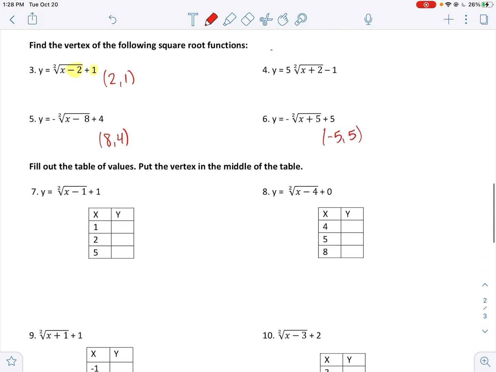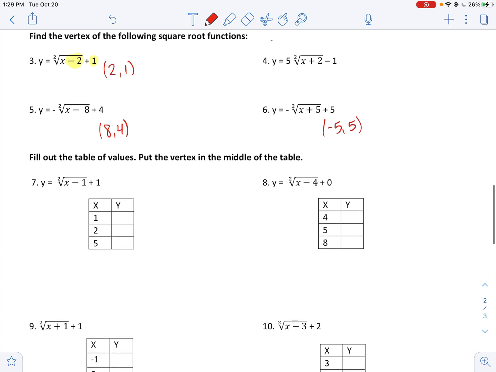And as for filling out the tables, you're going to plug in numbers or substitute in numbers for x and then solve or simplify to get y. So this first one here, if x is 1, then it's the square root of 1 minus 1, which is 0, plus 1. So it would be 1. Over here I've got x is 2, so the square root of 2 minus 1, the square root of 1 is 1, plus 1 is 2.